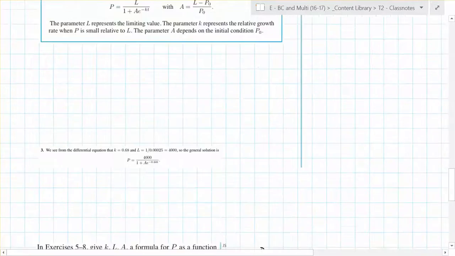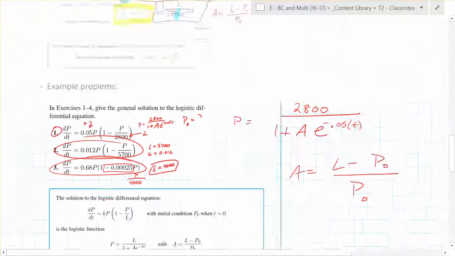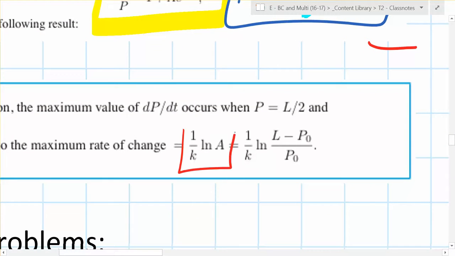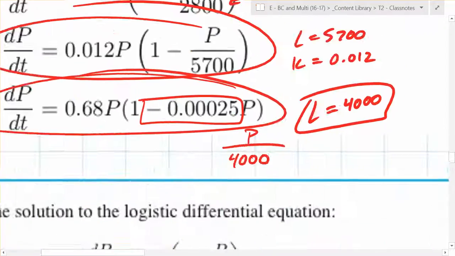You'll notice that in this formula up here, what do they give you? They say the maximum rate of change happens at 1 over this, right? You can memorize that if you want to. Just solve. Set it equal to L over 2. I like remembering that it's L over 2 because it forces you to remember that dP/dt will be maximized when the population hits L over 2. Kind of nice. That's okay.